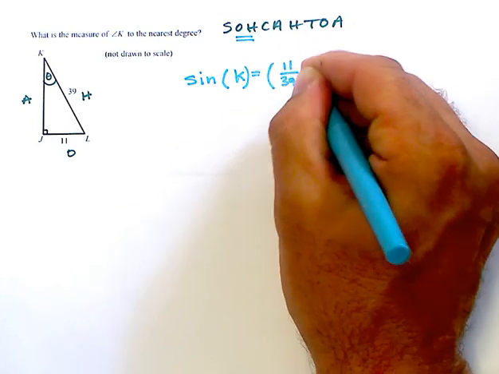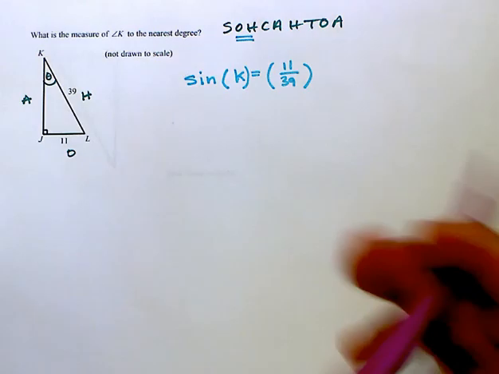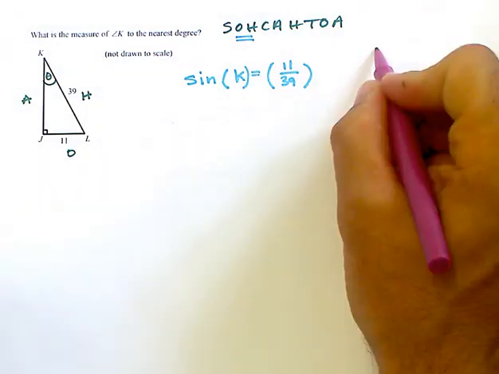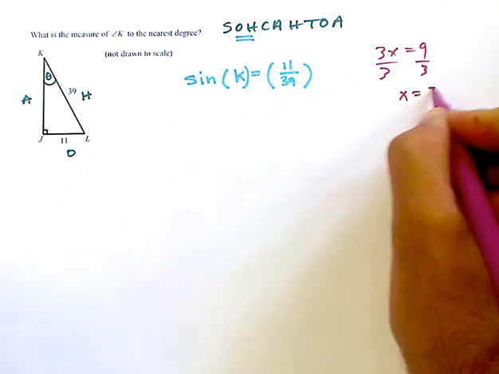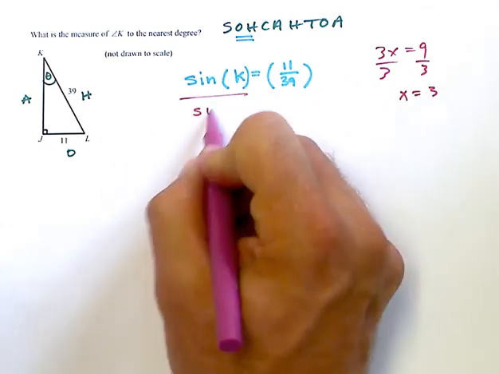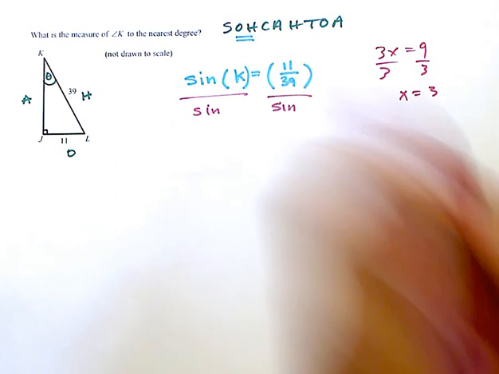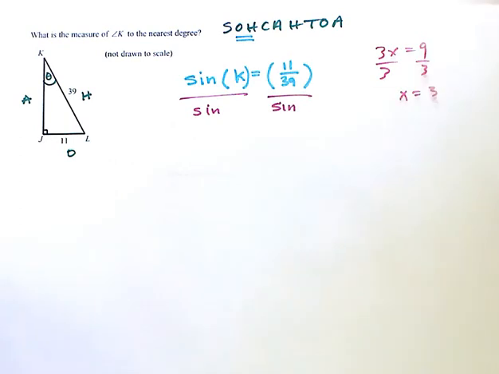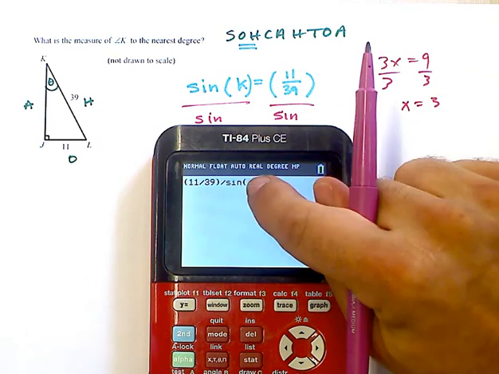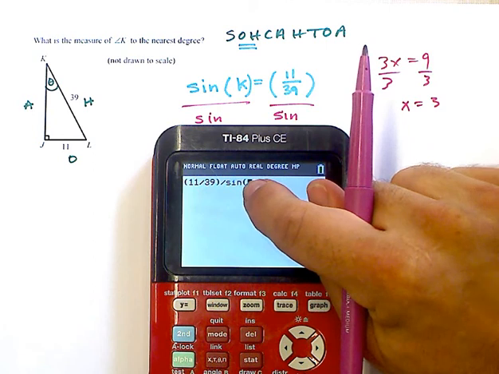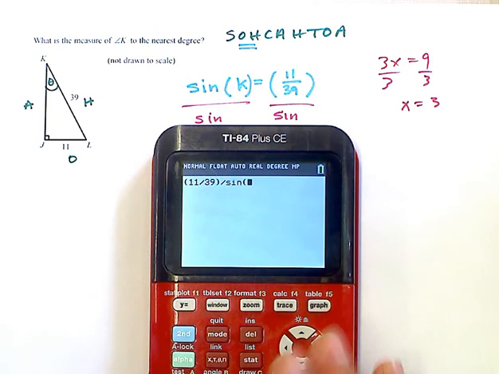Now, something a little different here. In algebra, if you had 3x is equal to 9, you divide by 3, divide by 3, and x equals 3. So if we want to get K by ourselves, yeah, we want to divide by sine. But if you recognize in a calculator, 11 divided by 39 divided by sine, there's an error here because something needs to be put into these parentheses, and what is it that we're going to put? So that doesn't technically work.